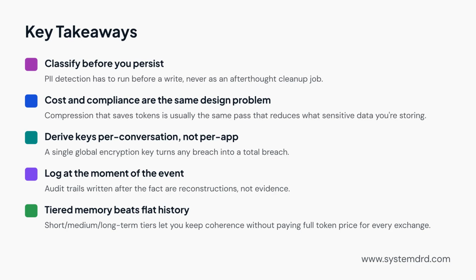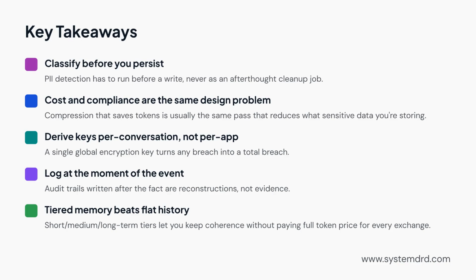5 heuristics to carry with you past today, beyond just this lesson's code. Classify before you persist. PII detection is a gate on the write path, never a cleanup job you run later. Cost and compliance are the same design problem in disguise. The compression pass that saves you tokens is usually the same pass that reduces how much sensitive data you're holding onto, so optimizing for one often means optimizing for both. Derive keys per conversation, not per application. A single global key is a single point of catastrophic failure.